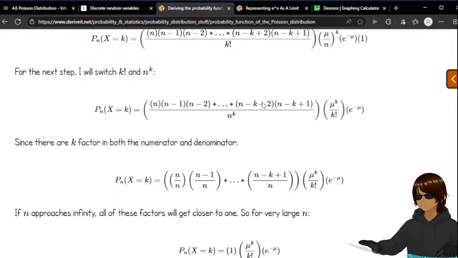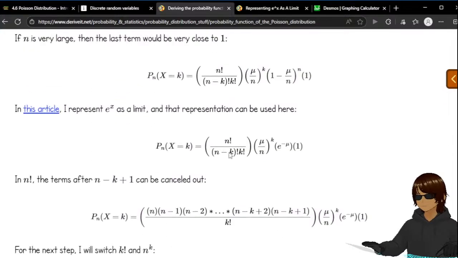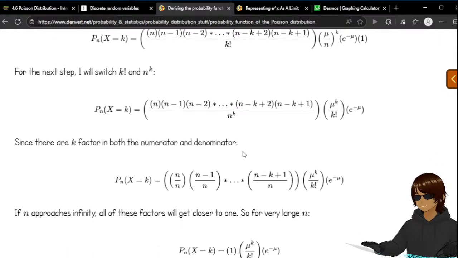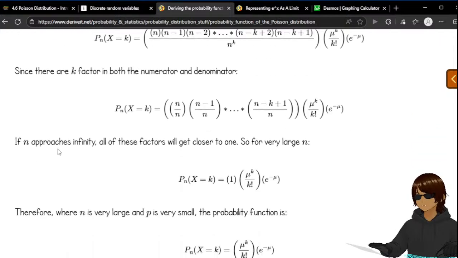How are there k factors on top? Wait. Okay, that actually makes sense, that's true. If n approaches infinity, all of these factors will get closer to 1. n divided by n is 1. I mean the denominator is larger, right? The denominator is larger, so this will be less than 1, all the terms will be 1 or less. So as n gets greater and greater, it will get closer and closer to 1.